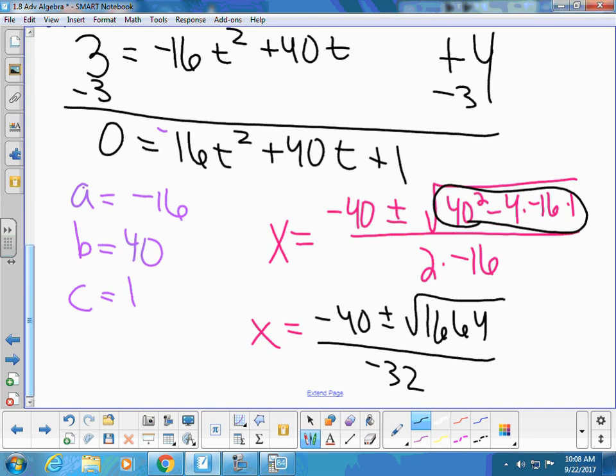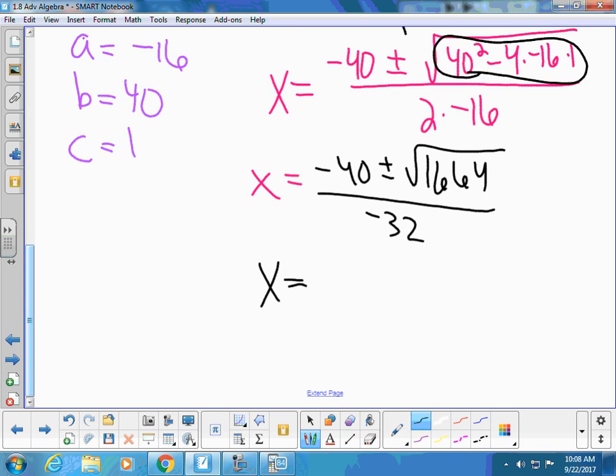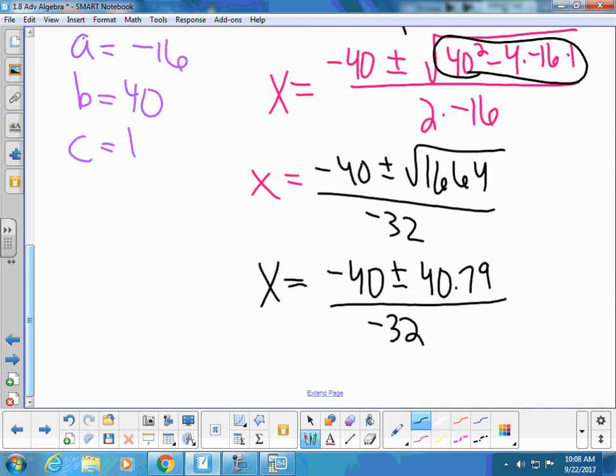But since our answer is a time, we probably want to get the actual time in the air in seconds. So when I type in the square root of 1664, I got 40.79. And I normally just round to hundredths place. Alright, let me talk you through exactly how you want to type this in. I'm now at 1663, I'm 1 off. Alright, 40 squared minus 4 times negative 16 times 1. Oh, I thought it was negative 1. Now I get 1664. Okay. There you go. So we only have 6 minutes.